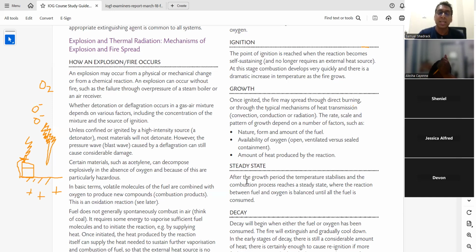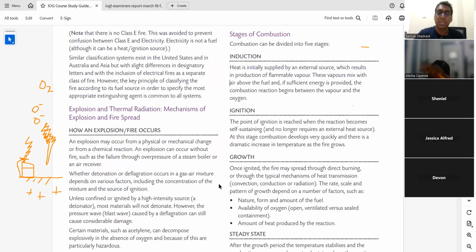So steady state, after the growth period, the temperature stabilizes. You'll actually see that the flames go up and then the fire will kind of keep on burning. And the combustion process reaches a steady state where the reaction between fuel and oxygen is balanced until all the fuel is consumed, right? Or whatever you're burning has been burnt up.